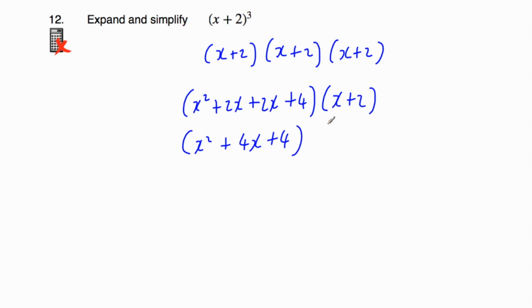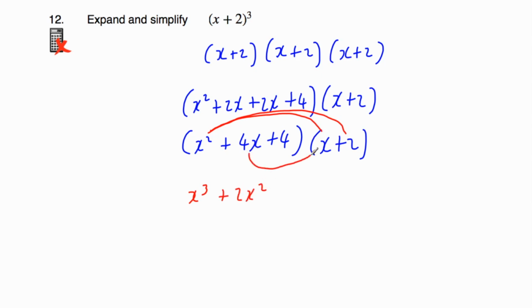Now we're just going to multiply that by x plus 2. So whenever we do that, we get x squared times x would be x cubed. X squared times 2 would be plus 2x squared. 4x times x would be plus 4x squared. And 4x times 2 would be plus 8x. And then 4 times x would be plus 4x. And then 4 times 2 would be plus 8.